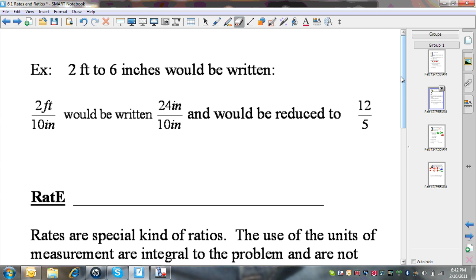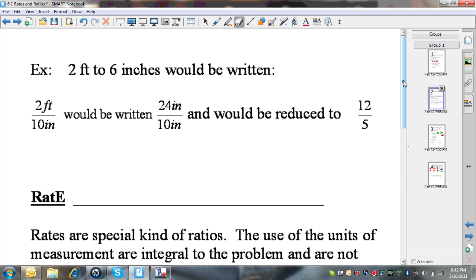Let's do another example. Writing 2 feet to 6 inches. Obviously, these are not the same units. If we're going to write them as a ratio, we need to convert the feet to inches. So we know there are 12 inches in a foot. I hope you know that. And we can write the 2 feet as 24 inches over 10 inches, and then reduce it to 12 over 5.